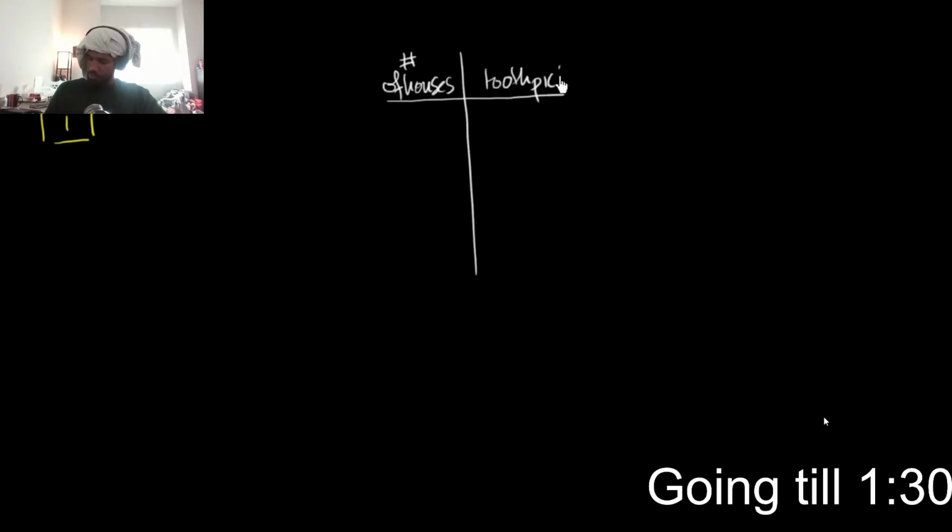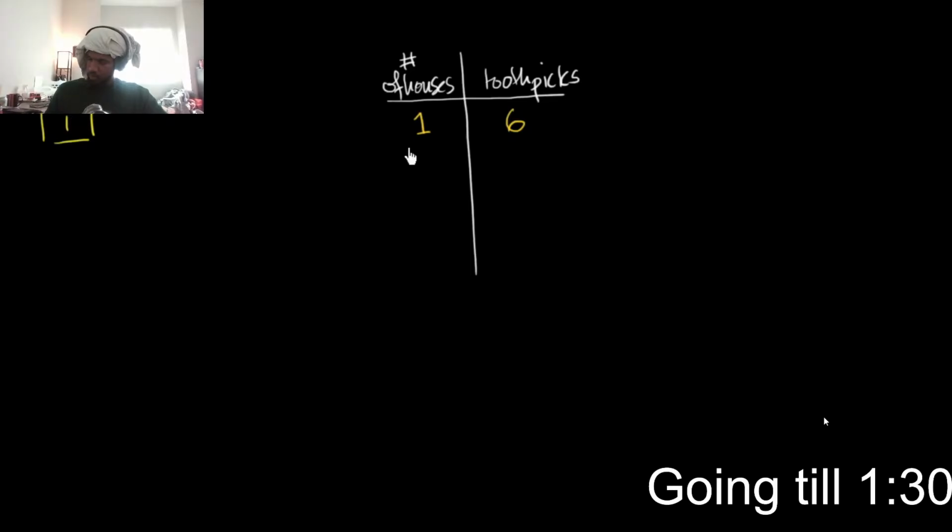And let me make a little table here keeping track of things. So I'll do that in white. So here's my table to keep track of things. This is the number of houses, and then this is the toothpicks that I'm using to make that house. So the first house here took me 6 toothpicks. 1, 2, 3, 4, 5, 6.